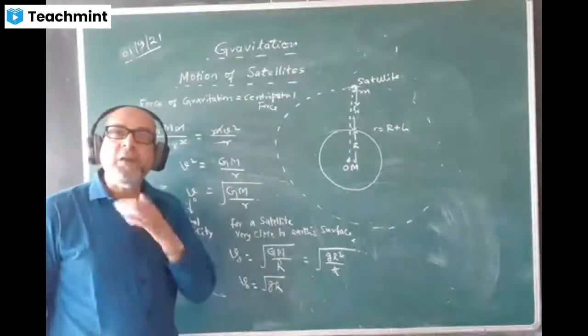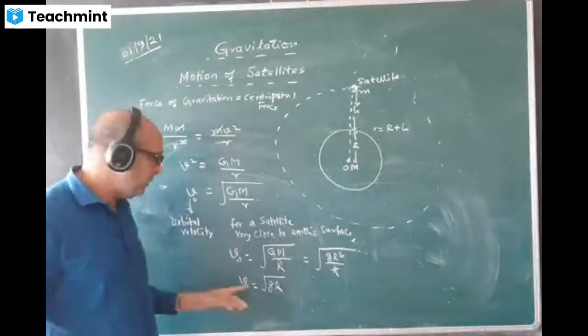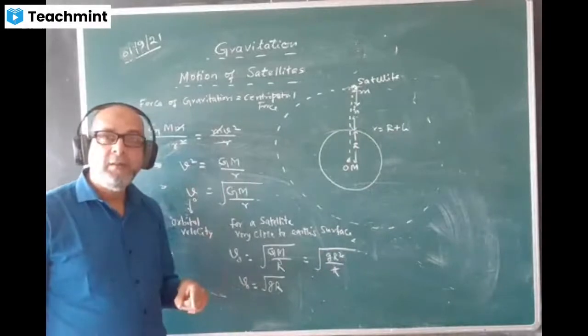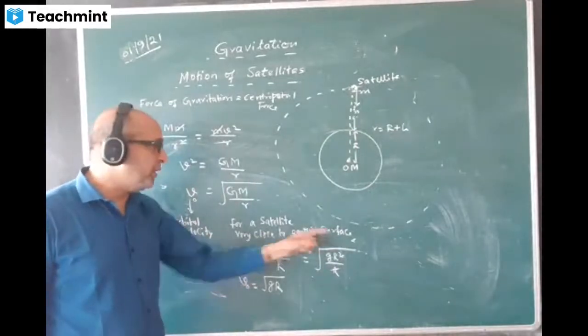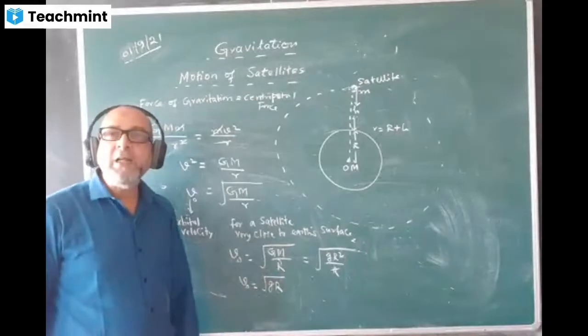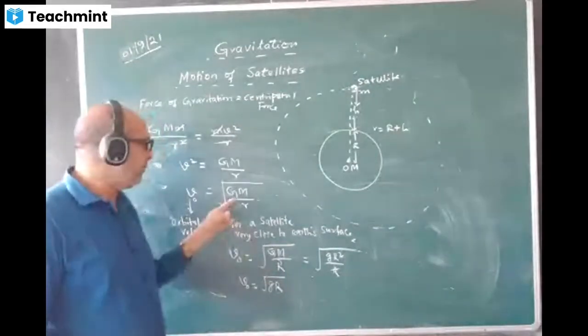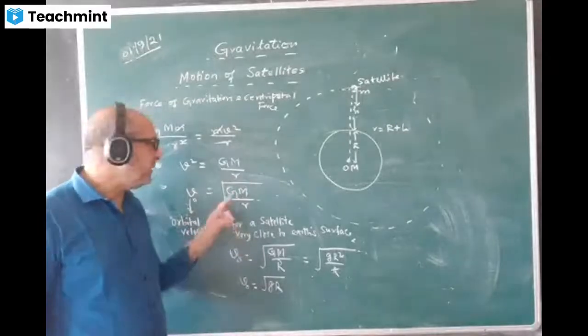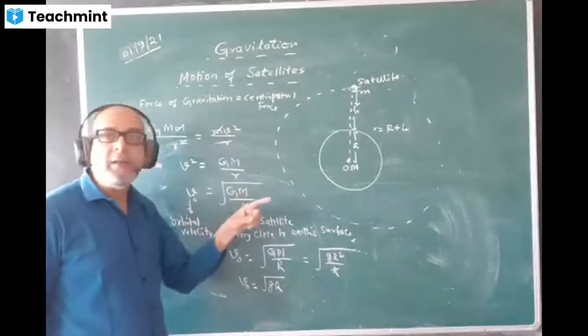Escape velocity formula is root 2GR, but orbital velocity for a satellite very close to the Earth's surface becomes V0 equal to root GR. If the satellite is not very close, then we have this formula: V0 is equal to root GM by r. And if there is a need, we can express GM as GR square.